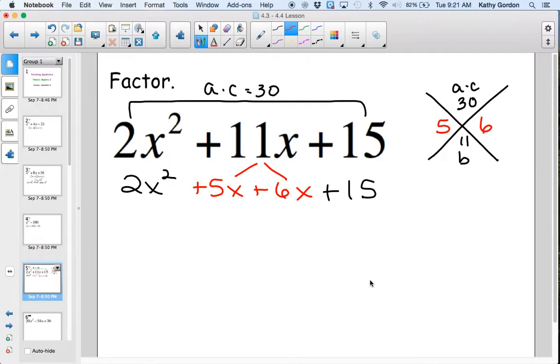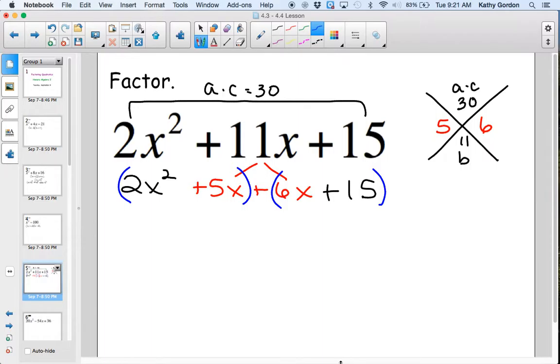Is this statement still equivalent to this statement? Yes. All I did was take 11x and split it up into 2 terms so that I now have a 4-term expression. Because with a 4-term expression, I can now do grouping. Any of you heard of grouping before? Okay, that's good. All right, so what can we do with grouping then?